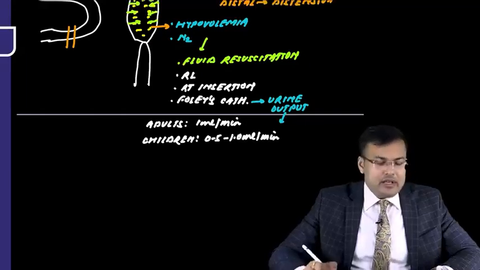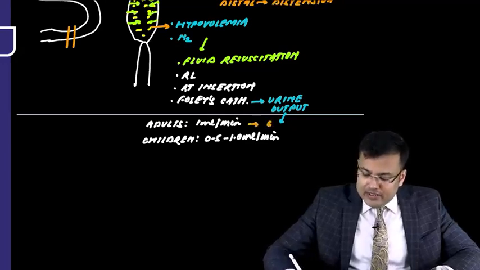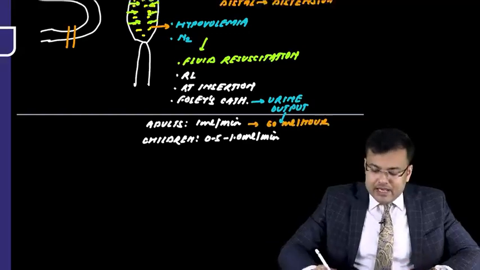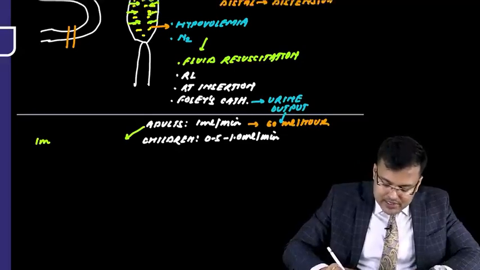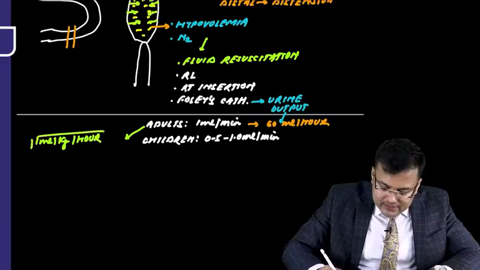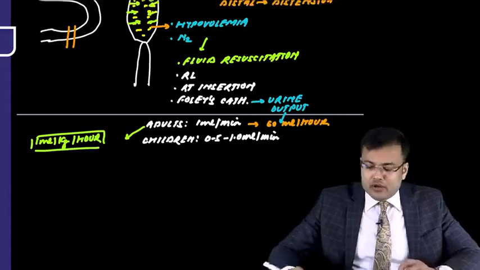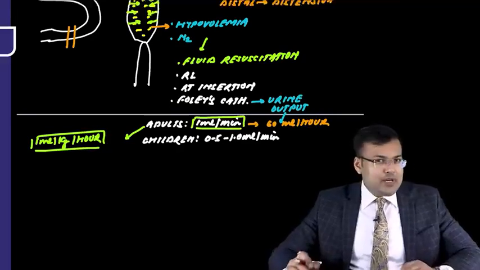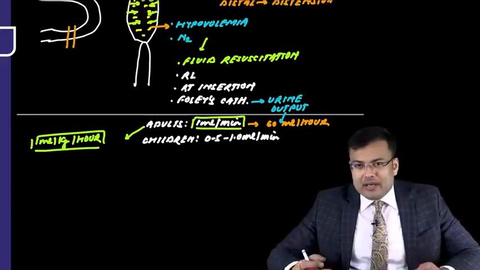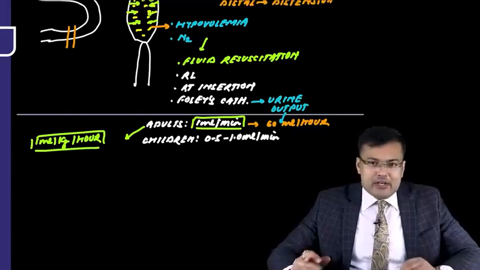Clear? We can convert it into ml per hour. So 1 ml per minute means how much? It's 60 ml per hour. Sometimes in exams, they ask you ml per kg per hour. So it is the same, 1 ml per kg per hour. Imagine an adult patient, the reference weight is 60 kg. So how much per hour? Obviously 60 ml per hour. So you have to remember both. In adults, it is 1 ml per minute. In children, 0.5 to 1 ml per minute. Or you can remember it as 1 ml per kg per hour. This is the urine output after adequate tissue perfusion.